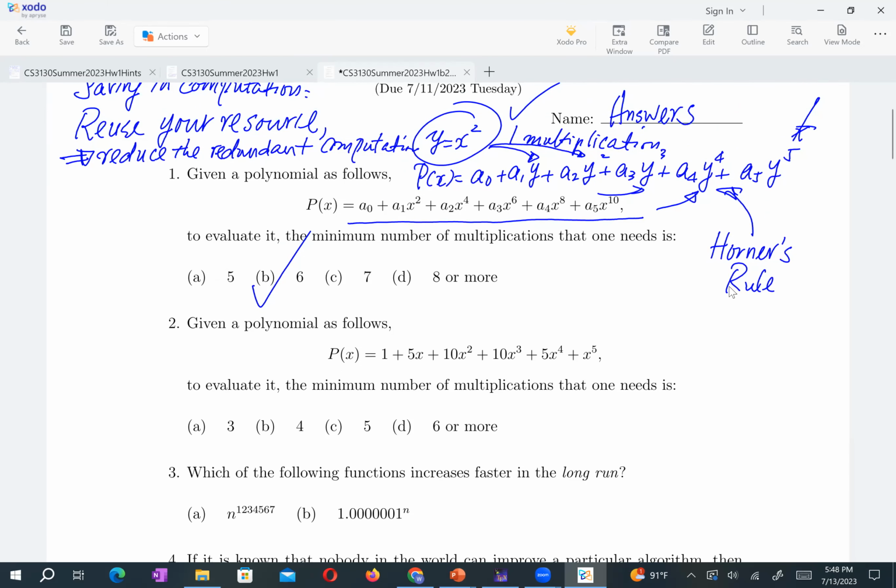So the answer then is easy. By Horner's rule, 5 multiplications, because the degree now becomes 5. Then, to find y, we need 1 more. So 5 plus 1 equals 6. That's the final answer, okay?